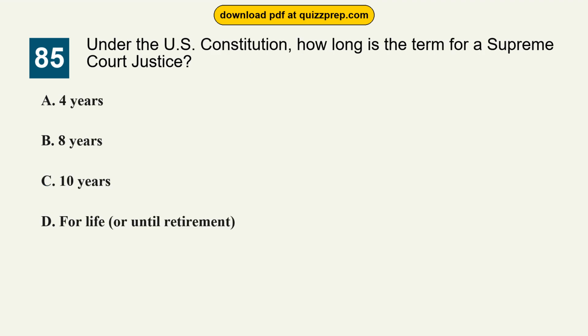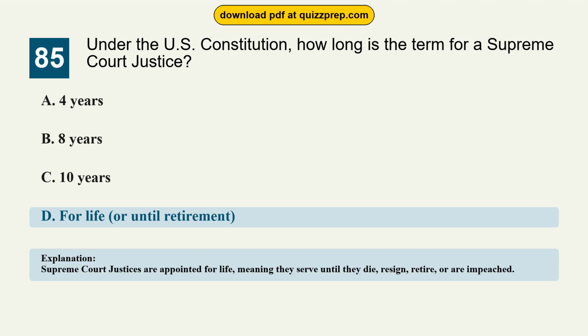Question 85. Under the U.S. Constitution, how long is the term for a Supreme Court justice? Option A, 4 years. Option B, 8 years. Option C, 10 years. Option D, for life, or until retirement. The correct answer is option D, for life, or until retirement. Supreme Court justices are appointed for life, meaning they serve until they die, resign, retire, or are impeached.